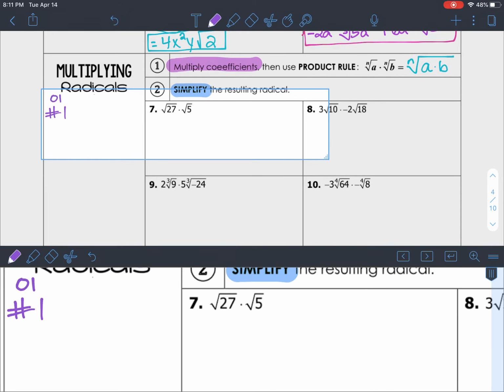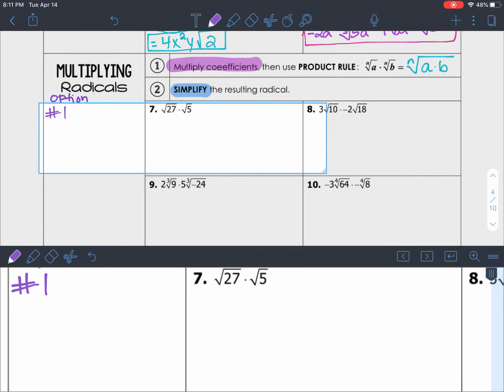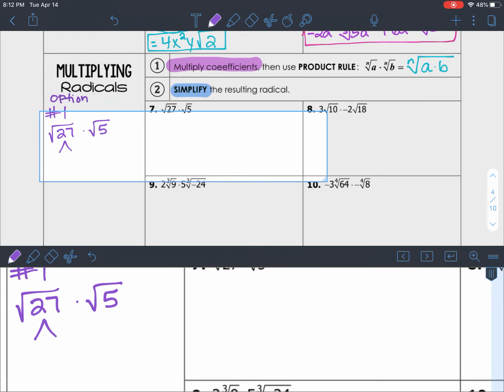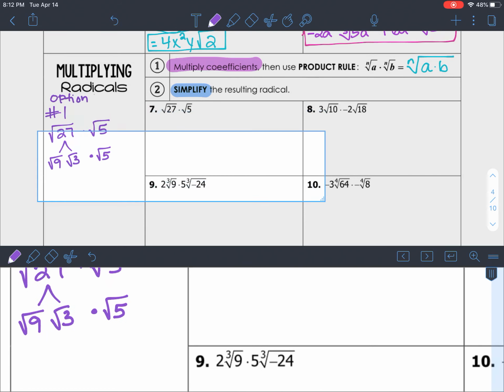So this is option number 1. Option 1 is to go ahead and simplify the square root of 27 times the square root of 5. So 27 has a perfect square inside of it, and the perfect square inside of 27 is 9. So I can break down 27 into the square root of 9 and the square root of 3. And then we still have it being multiplied by this square root of 5. So we know what the square root of 9 is. That's 3. So the square root of 27 can be broken down into 3 root 3, times the square root of 5.